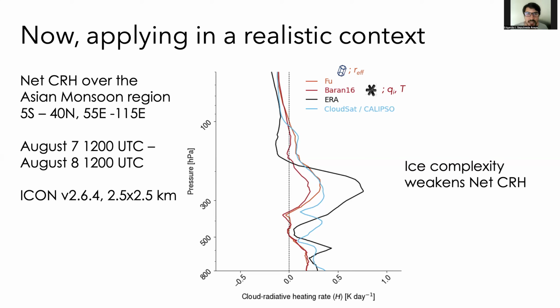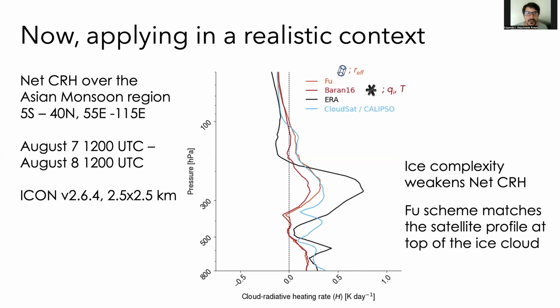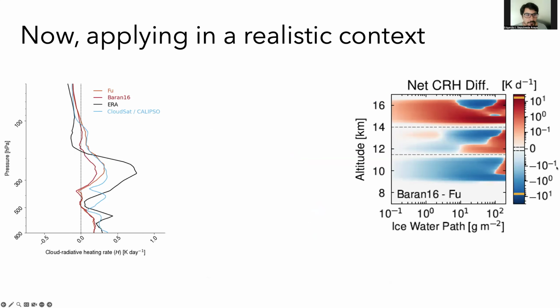But in general, and this is the takeaway that I want you to take with you, ice complexity is weakening the net cloud-radiative heating rates. When we include more ice crystal description, we will have, in general, lower heating rate. And we can even ask the previous simulation why we see what we see in a relatively real context.